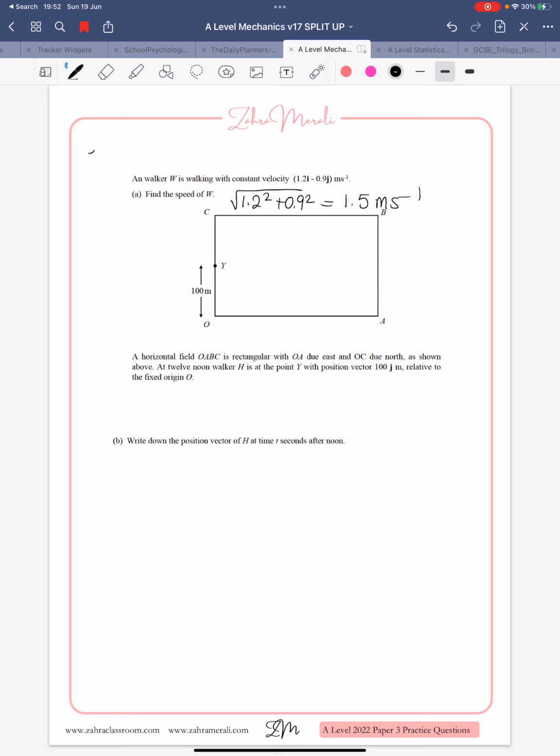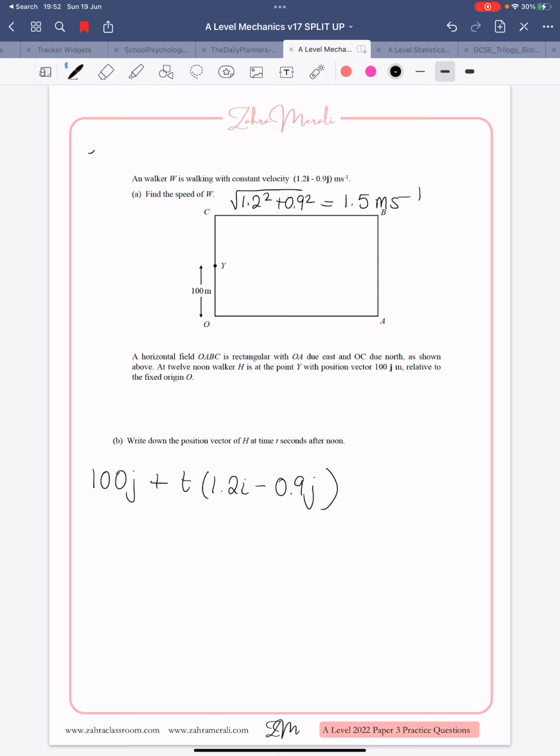We've got a horizontal field as shown above. At 12 noon, walker H is at a point Y. Relative to the fixed origin, we're going to write a position vector. So when we're doing this, we're saying, where is he starting? He's starting at Y, so at 100j. Now, every single second, he is walking 1.2i minus 0.9j.